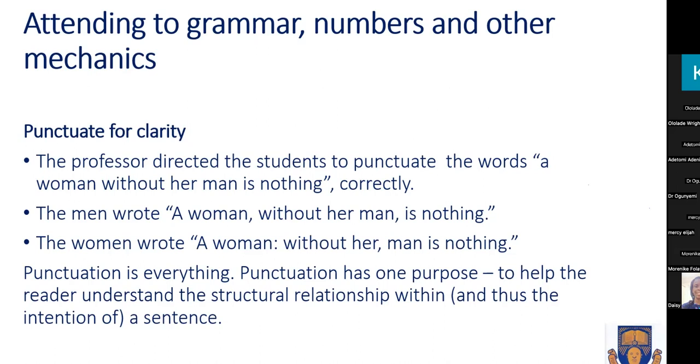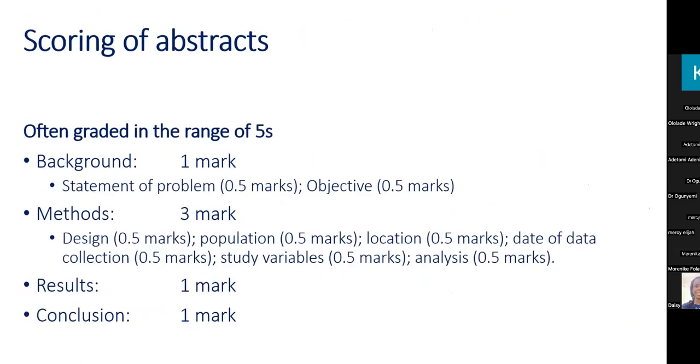And punctuation has one purpose: to help the readers understand the structural relationship within your statement, your sentence. At the last minute, when you give people your abstract to read over, they will help you with the punctuation marks and enhance your ability to communicate effectively whatever it is that you want to say. Now we have this exercise we're going to do together.